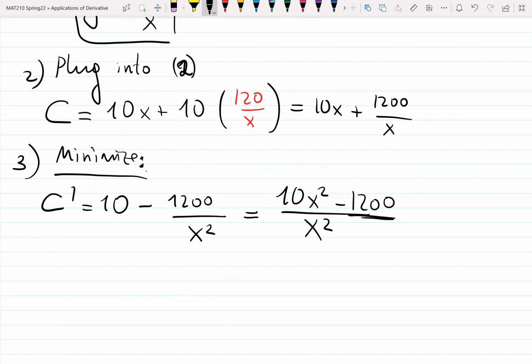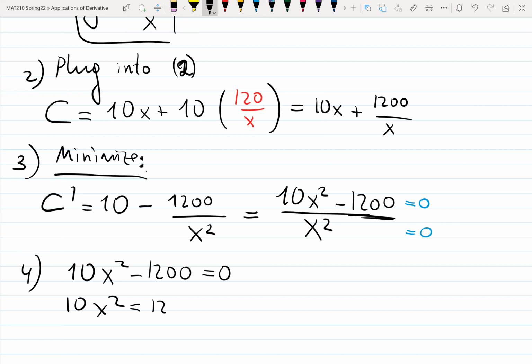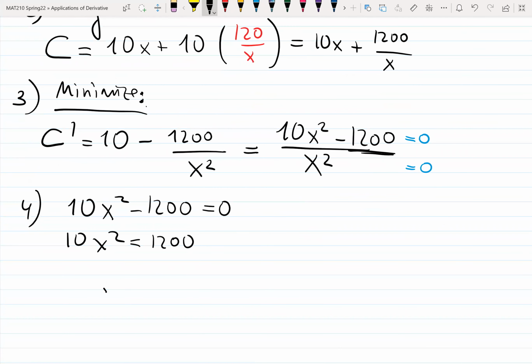Set it equal to 0 for D and E. So the top will show you zeros and the bottom will show you D and E points. Step 4. 10x squared minus 1200 equals 0. 10x squared equals 1200. X squared equals 120, right? X equals plus or minus square root of 120.